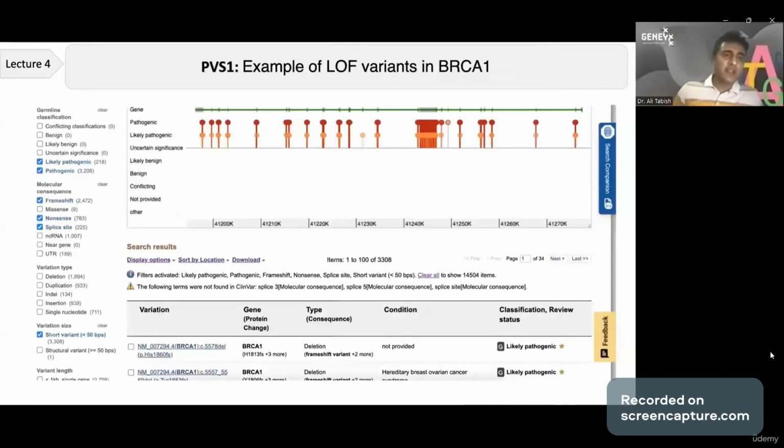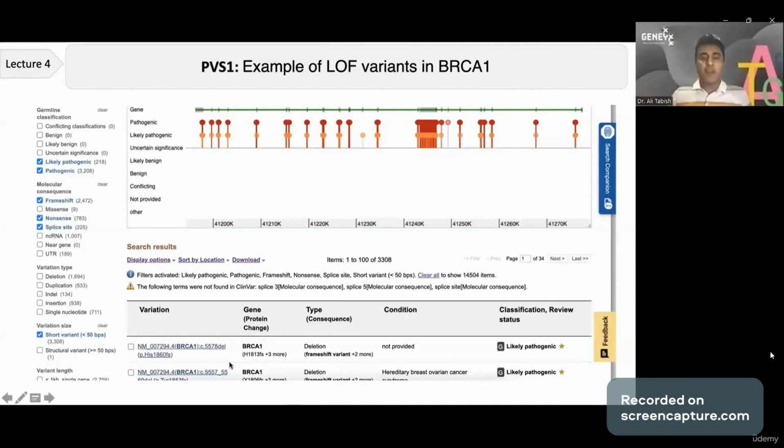So I think this is the last slide. This is an example of loss of function variants in BRCA1. If you go into ClinGen, you just type BRCA1 and then select short variants like SNVs, less than 50 base pairs, and then select frameshift variants, nonsense, and splice site, and then classification likely pathogenic and pathogenic. You will get a list of BRCA1 variants which are loss of function, likely pathogenic, and pathogenic. And this is just an overview of how these variants are scattered all over the BRCA1 gene. And this is a list of these variants.